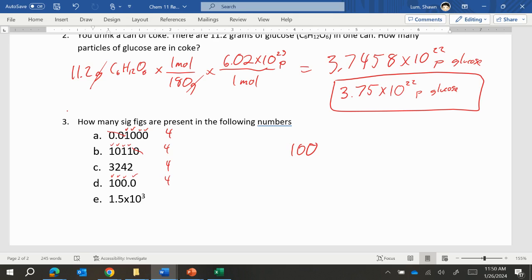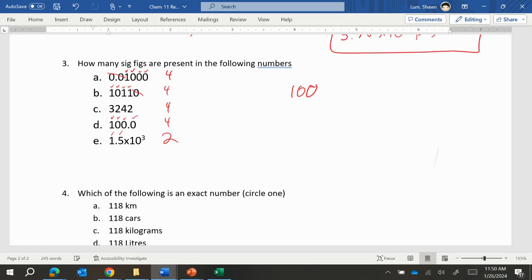Now, this number right here, scientific notation doesn't count towards significant figures. So this is just 2 sig figs.